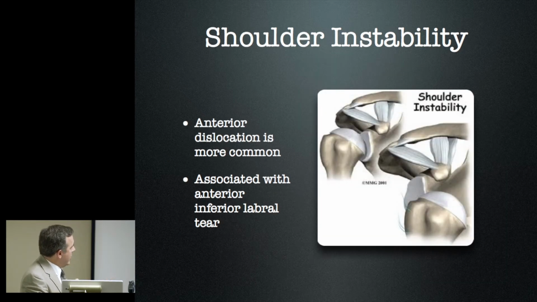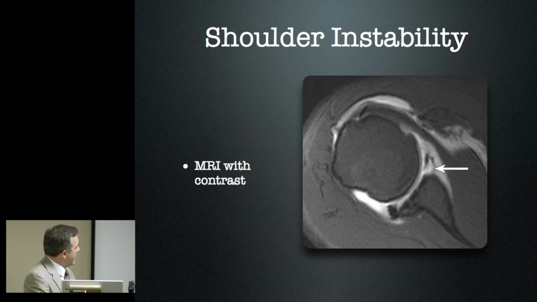But often it's associated with a tear of not the superior labrum, but what's called the anterior inferior labrum. You see this better again with a contrast MRI. So now we're looking down from the top. This is the front. Before, we saw the labrum pulled off the top; this is the front of the labrum. And this is the posterior labrum. That's nicely attached. The front's pulled off.